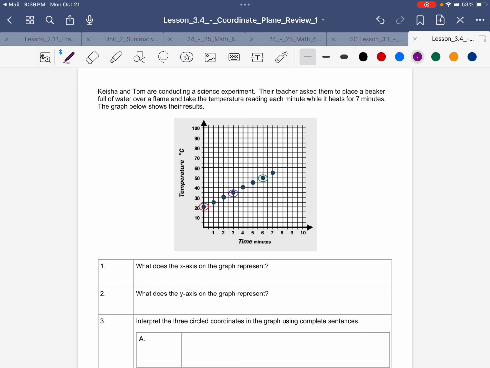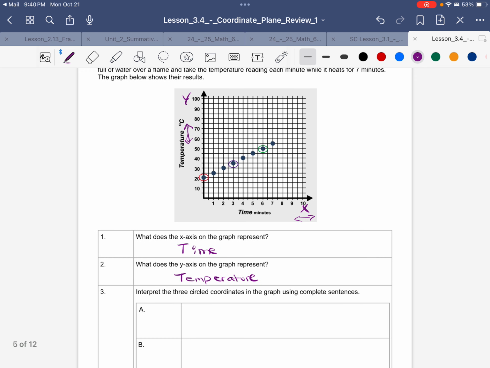So it says, what does the x-axis represent? Remember, our x-axis is here, our horizontal axis. So our x-axis represents our time. Our y-axis is here, going up and down. So that is our temp, or temperature. Okay. So it says, interpret the 3 circle coordinates on the graph using complete sentences.